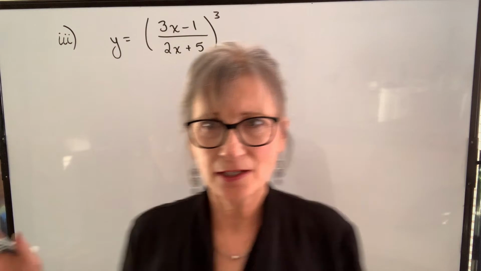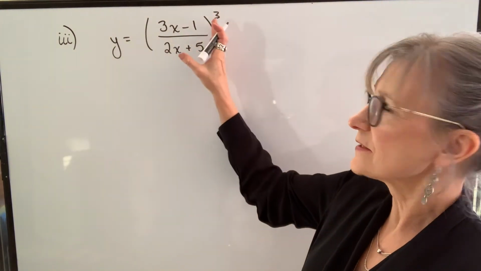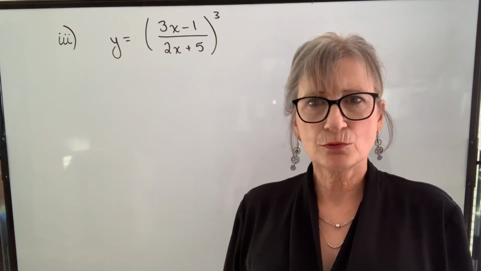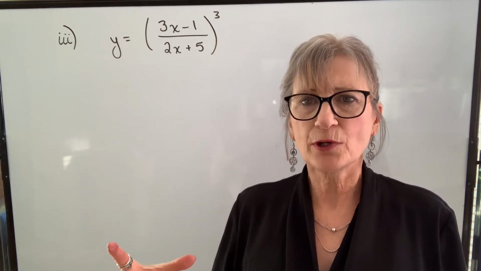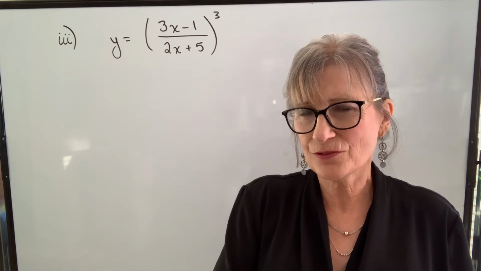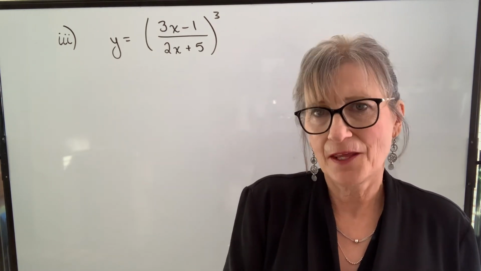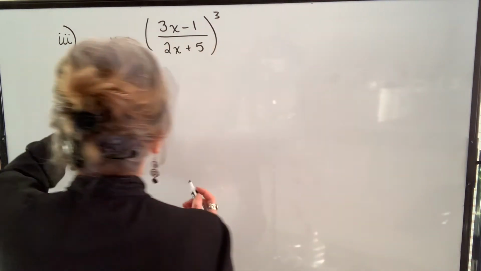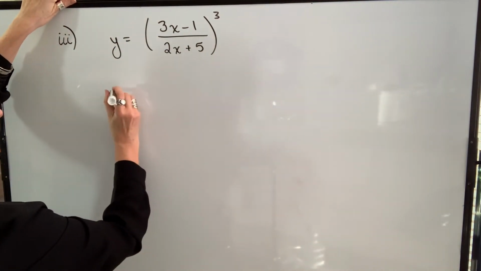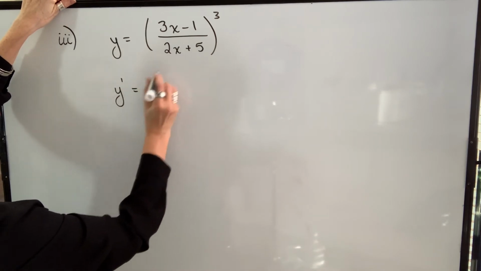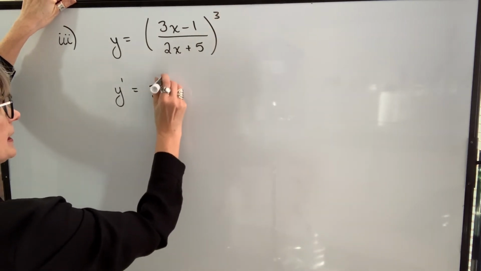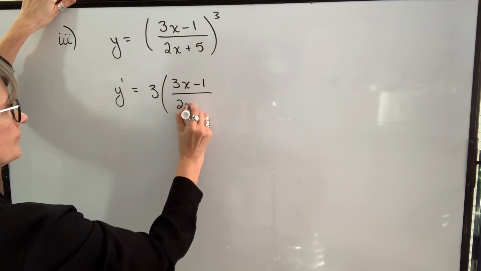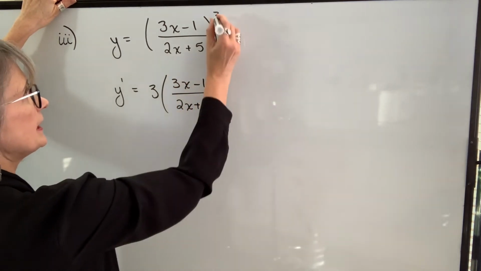In this next example, we have a power, and inside the power we have a quotient. So instead of using the quotient rule initially, I'm going to use the power rule, and then when I go inside of the function to find the derivative of what's inside, then I need to use the quotient rule. So let's take a look. I would use the power rule and say the derivative is n, which is 3, times this function to the n minus 1.